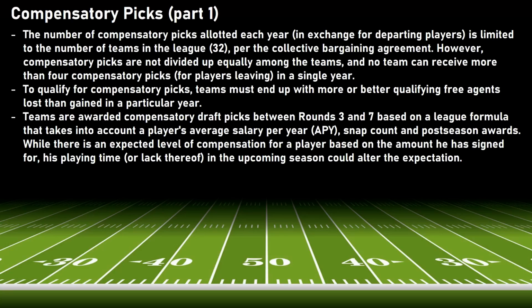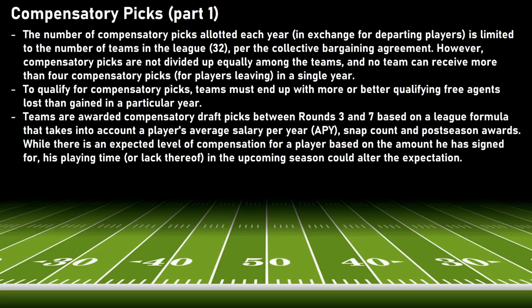All right, and then the last thing we're going to get to is comp picks, compensatory picks, and then supplemental picks. So the number of comp picks allotted each year is all based off of the collective bargaining agreement. It's an exchange for departing players. So basically, if we break it down, the more good players you have departing and you don't replace them with as good of players, you're going to get comp picks from the league to try to make it fair and balance out. So to qualify for a comp pick, a team must end up with more or better qualifying free agents lost than teams in a particular year.